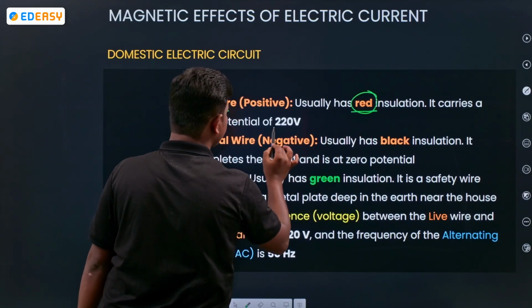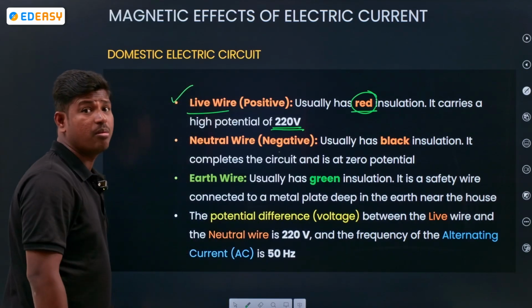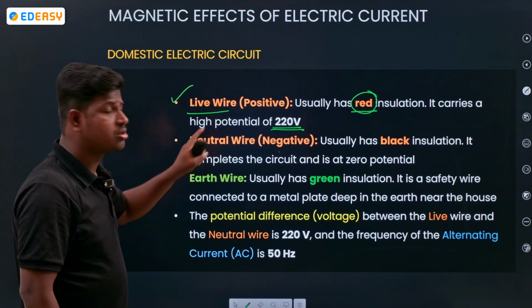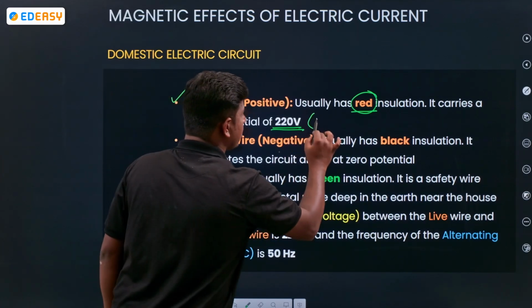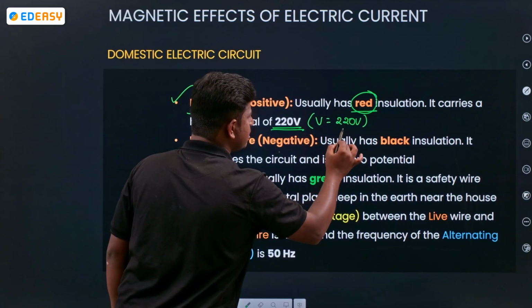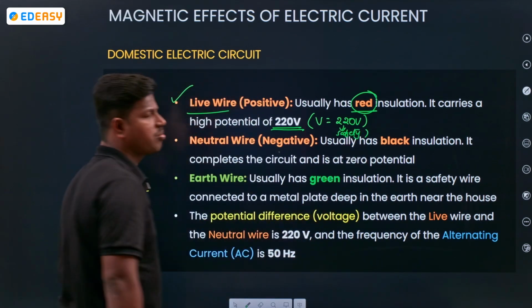How much electricity, how much potential will be there? Remember, there is a chance this will be asked in the examination as an MCQ: the potential in domestic use is 220 volts. Okay, this is also used for safety purposes only.